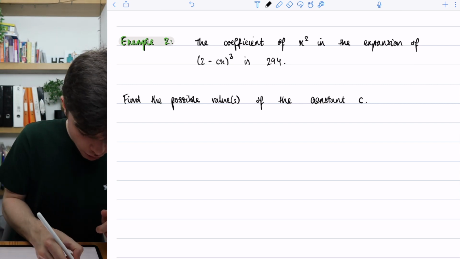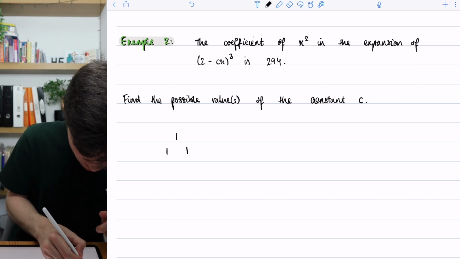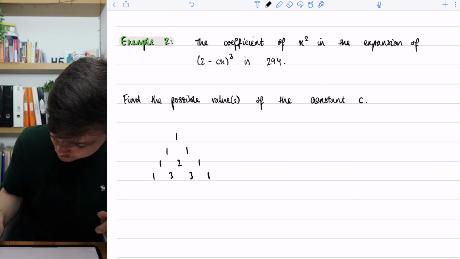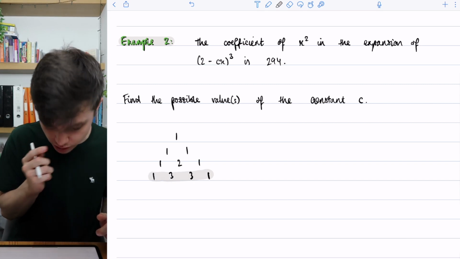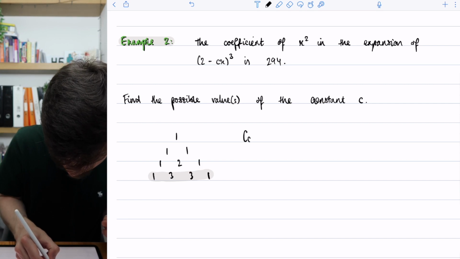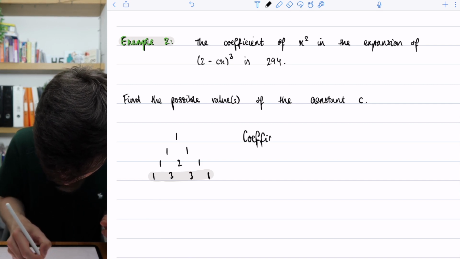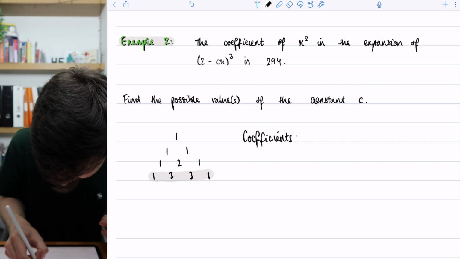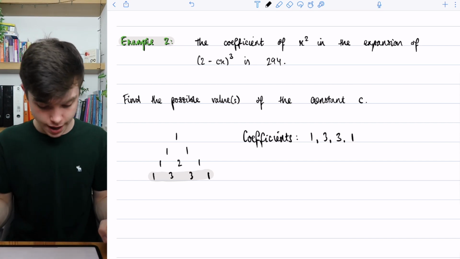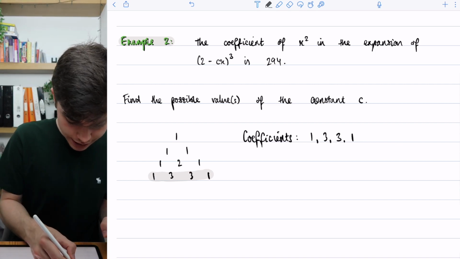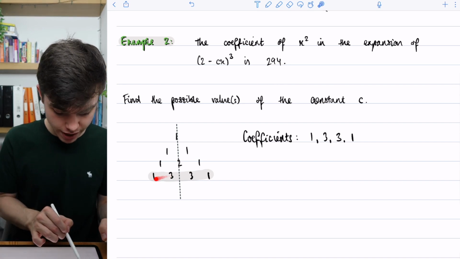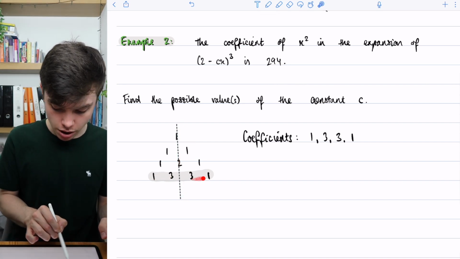So let me quickly write out Pascal's triangle. It looks like that. So we're looking at the 4th row down here because it's an expansion with a power of 3. So those are my coefficients. Okay, coefficients, the numbers in front of all the terms, are those there. The coefficients are 1, 3, 3, 1. Also note, if I put a little line down here, we actually have some symmetry. We have a 1 and a 3, and then if this was like our mirror line, we have a 1 and a 3.